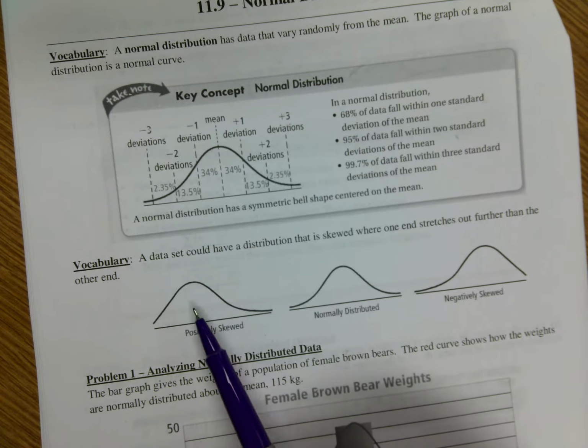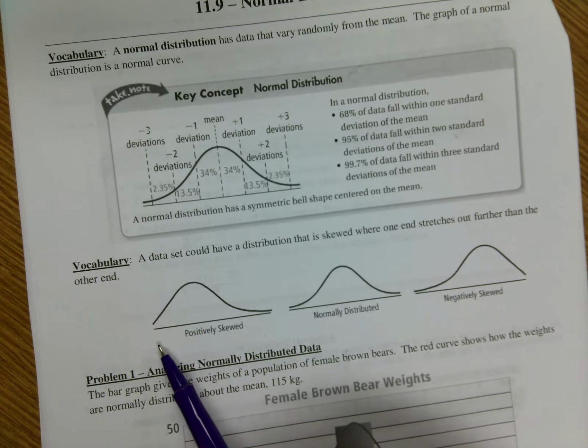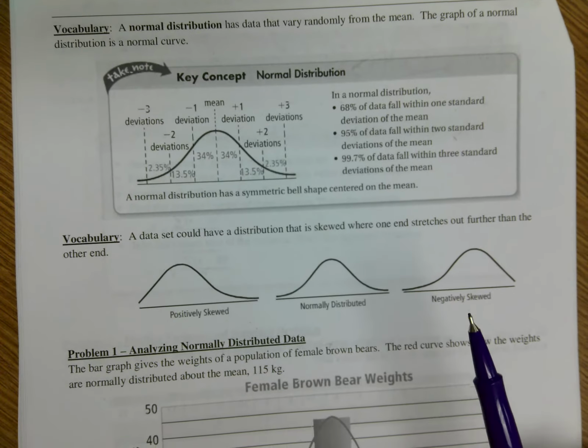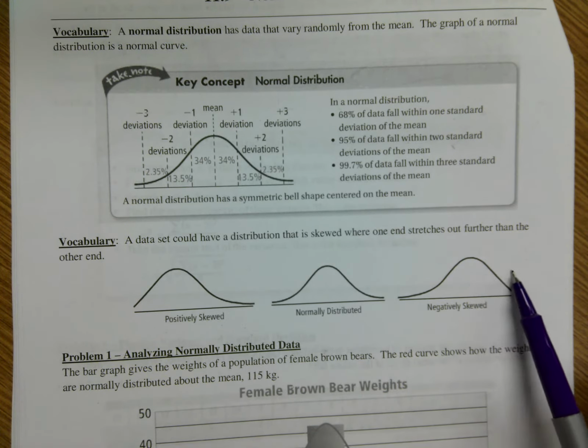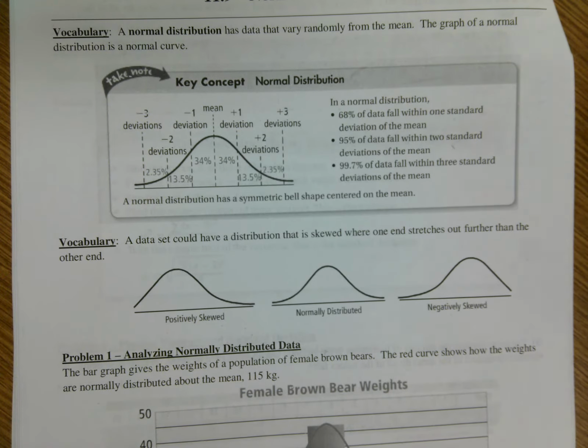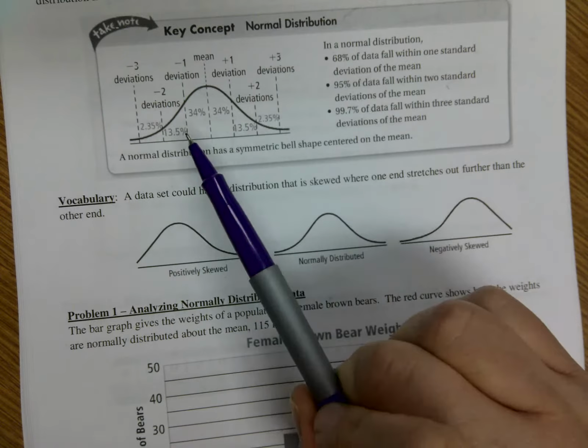But if you had something like this, where most of the data is at the top end, it would be positively skewed. That's crooked. Sorry about that. Again, this would be normal distribution. And if most of the data is on the bottom end, then it would be negatively skewed. Now, we'll get back into this.